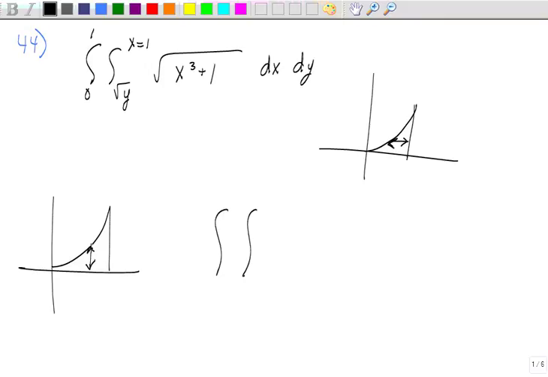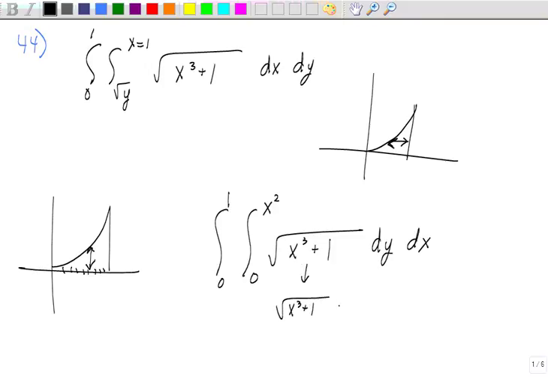So I'm going to integrate x squared to 0 with respect to y. And then I'm going to go from here to here, which is 0 to 1 with respect to x. So that's really easy to integrate with respect to y because that's a constant. So the integral is just add a y to it. And then integrate that from 0 to x squared. Evaluate that where y is 0 to x squared. And then go on from there.